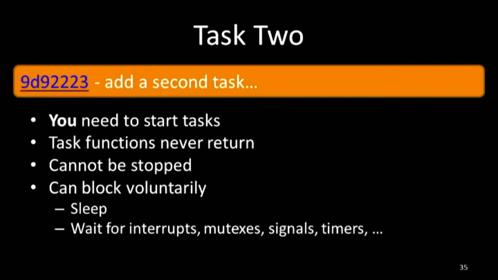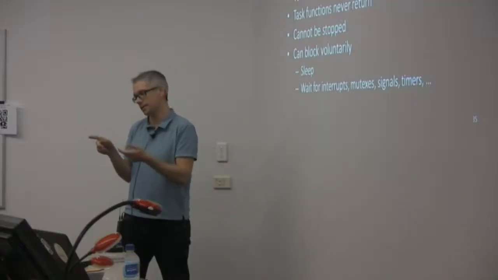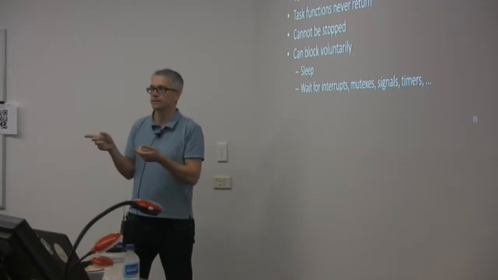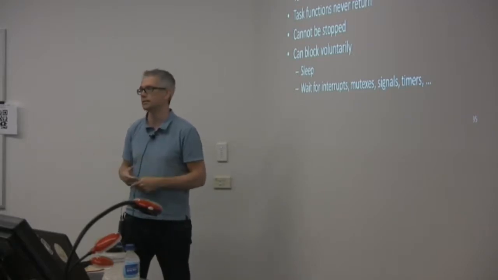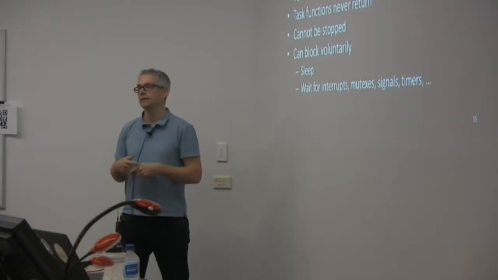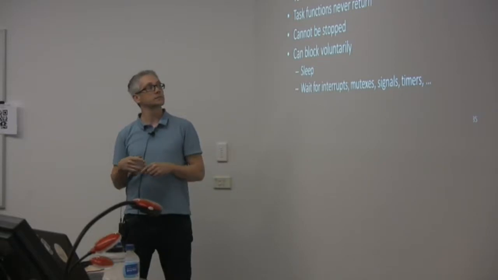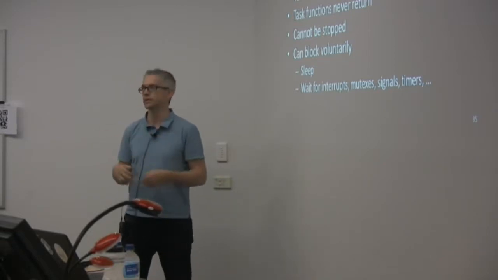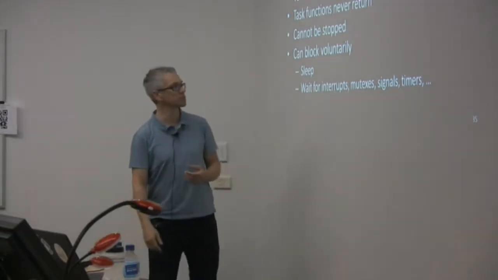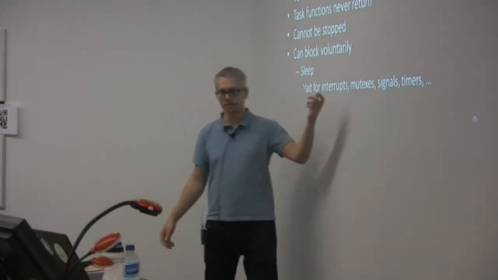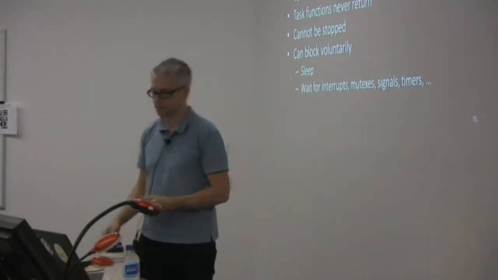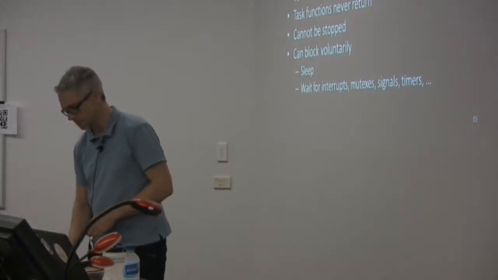Similar here. An eChronos task cannot be stopped externally. So if I have two tasks and task two is running, task one cannot say, hey, task two, stop running. We don't expose that in the RTOS API simply because that is something you don't usually need in an embedded application. So tasks really only stop or block or sleep voluntarily when they call an RTOS function, as I already mentioned. So sleep, or wait for an interrupt, for a mutex, or for a signal, or for a timer, something along those lines.